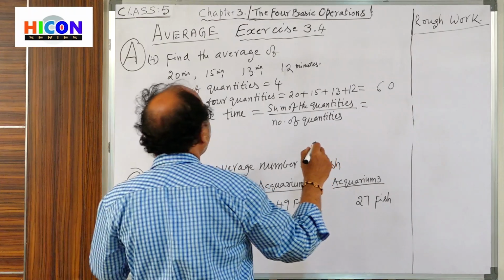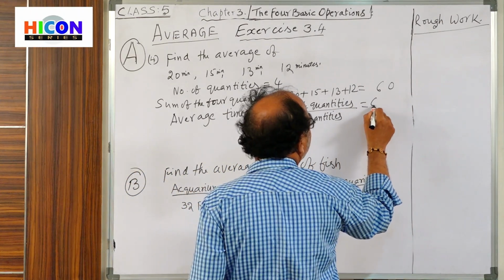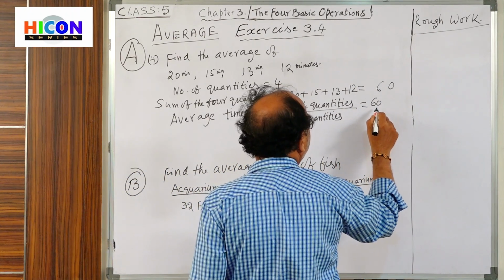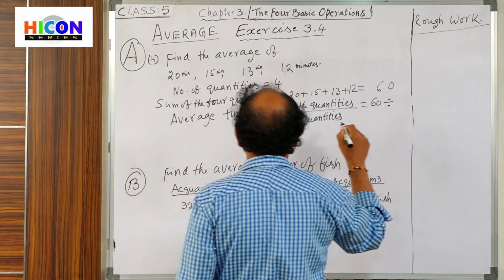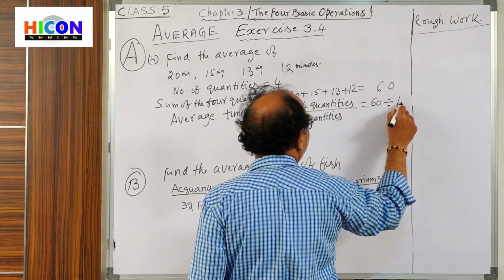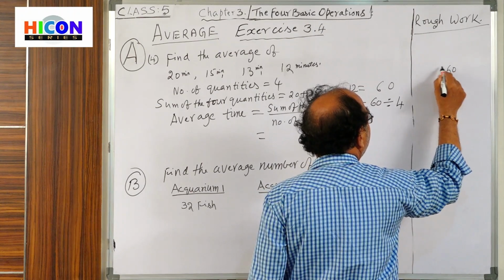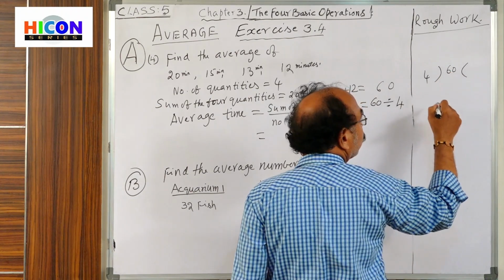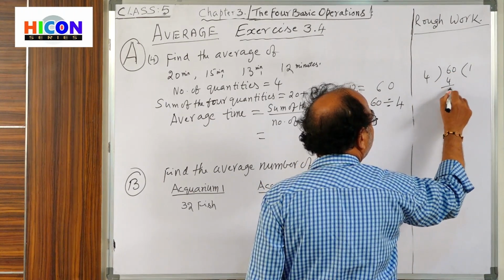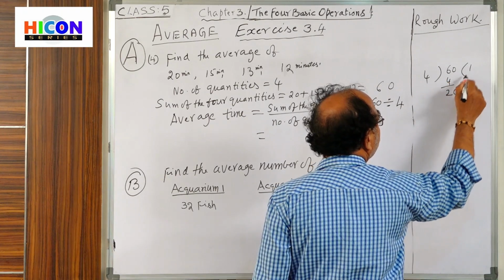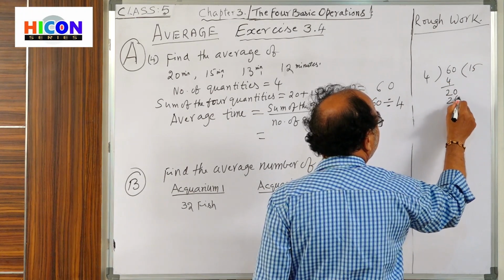Here, what is the sum of the quantities here? 60. 60 divided by the number of quantities, 4. So divide 60 by 4. 4 ones are 4, 2 remainder, bring down 0, 4 fives are 20.